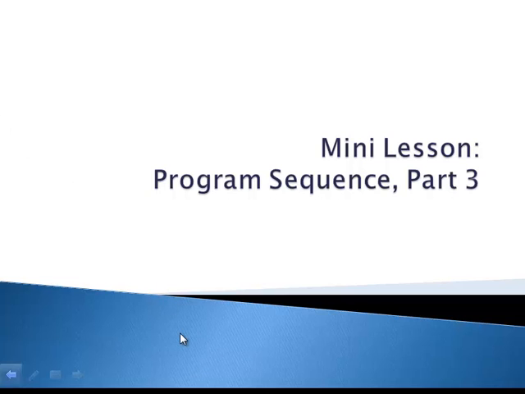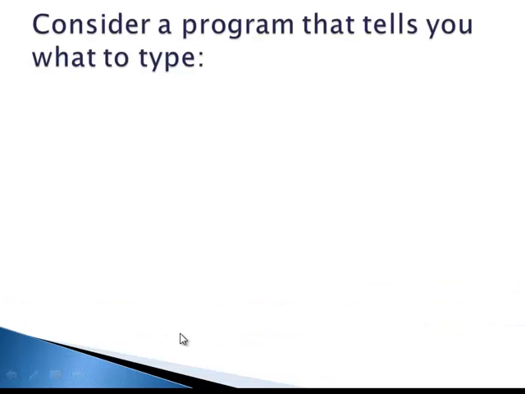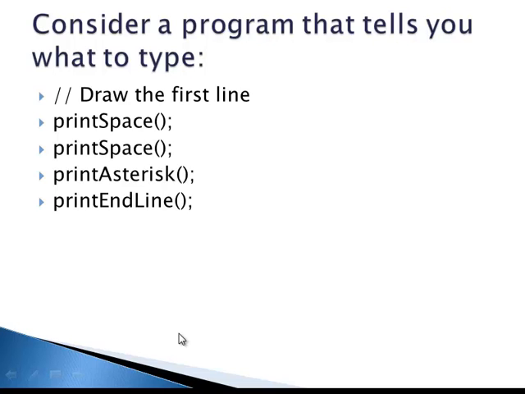Now we're going to pretty much do the same thing, except we're going to make it look a little bit more like program code. We're going to use what we call a comment here, 2 slashes, 2 forward slashes. That's just something that says what we're going to do. And we're following "draw the first line." We see a print space, a print space, a print asterisk, and a print end line.